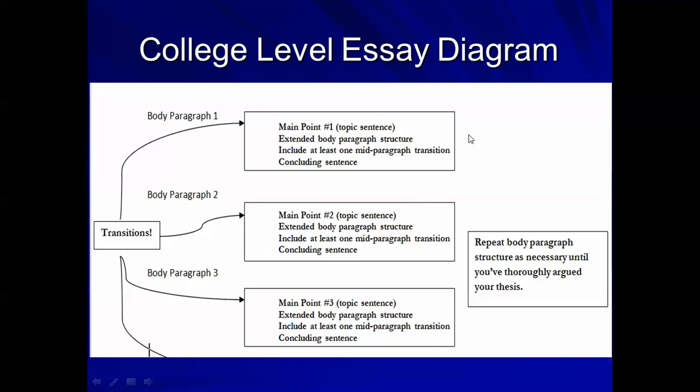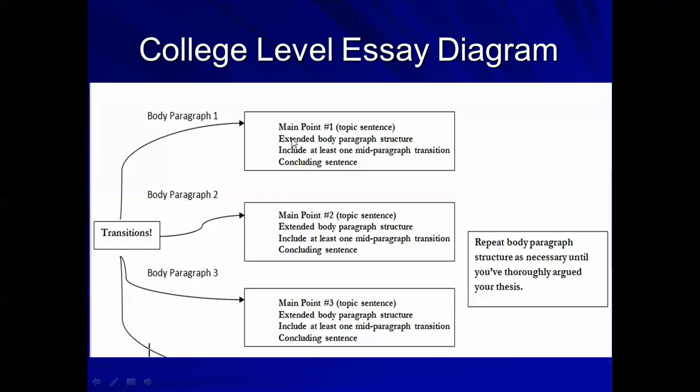Body paragraphs are kind of like blocks, kind of like rectangles here. You make a main point with your topic sentence, and then you use what's called the extended body paragraph structure, which is essentially to elaborate on that main point with a sentence or two, and then get to some evidence and then explaining the evidence. And then you want to include at least one mid-paragraph transition. All right, so again, you've got transitions really throughout the paragraph, but at least one in the middle. And then again, continuing to elaborate on your details and your examples, and then finally getting to a concluding sentence.